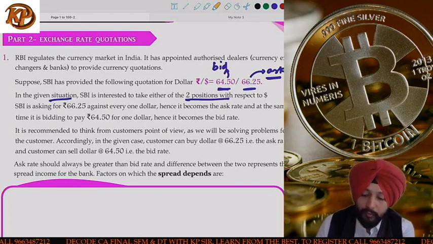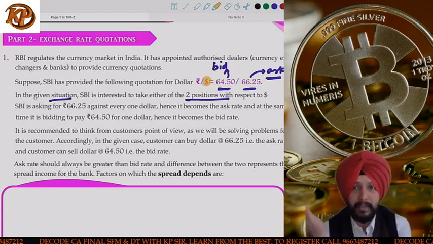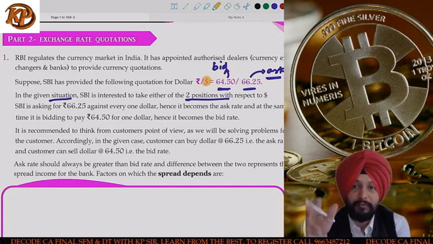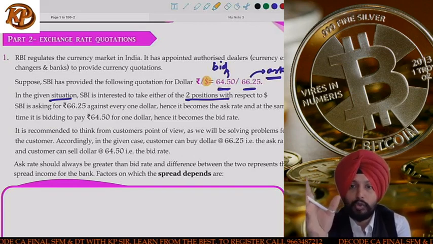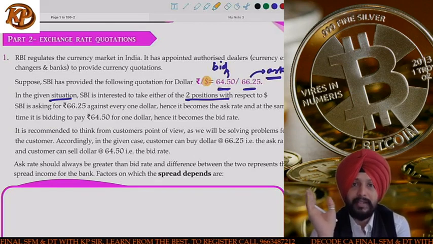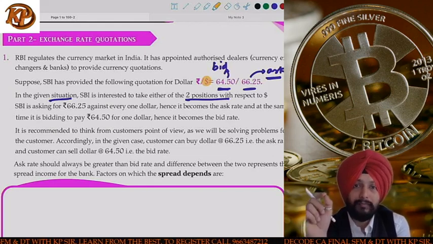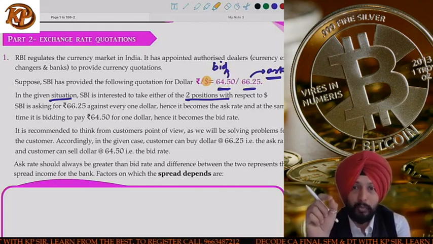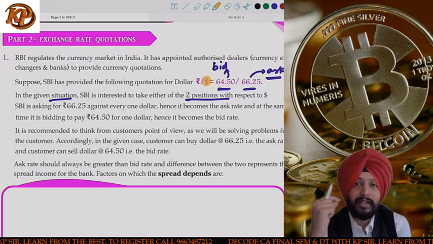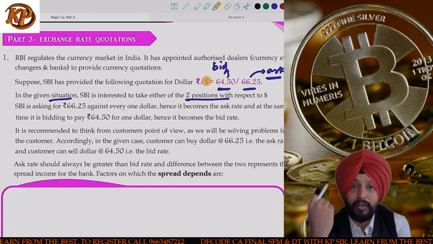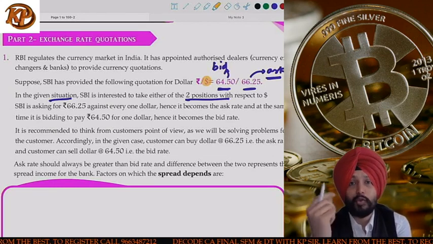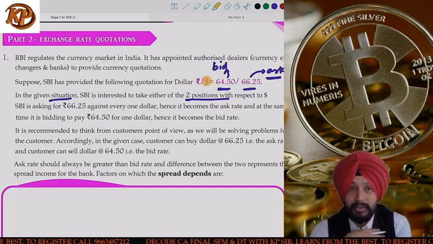Why are we focusing on dollar? Because dollar is the base currency. It is the base currency for which the price is given. So we should always focus on base currency. For dollar we will have to pay 66.25, and for selling dollar, we will get 64.50. Who are we? We are the customer.